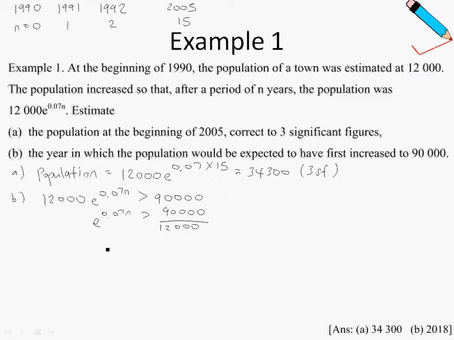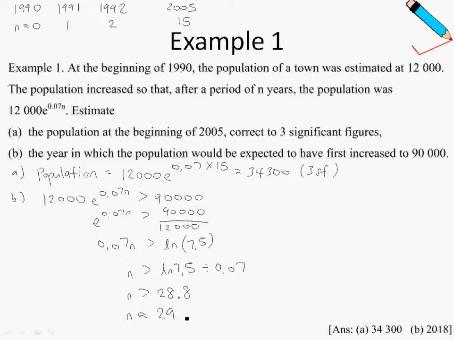In order to evaluate this, I'll take ln on both sides of the inequality. So 0.07n is greater than the ln of 90,000 divided by 12,000, which is just 7.5. Finally, to solve for n: n is greater than ln 7.5 divided by 0.07. So n should be greater than 28.8. If n is greater than 28.8, then the nearest possible value for n should be 29.